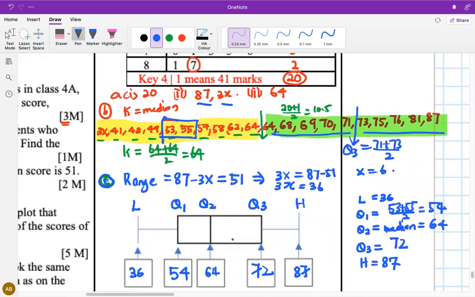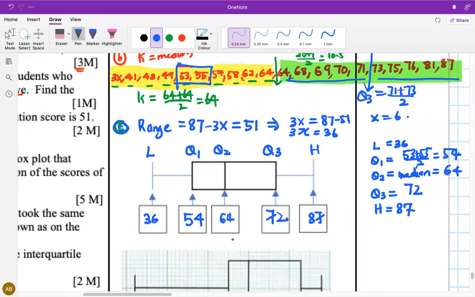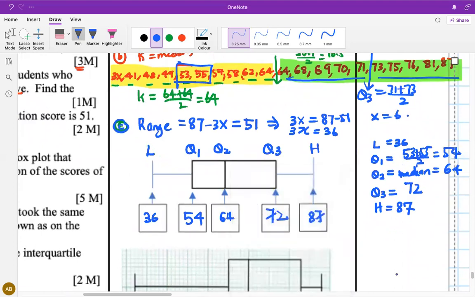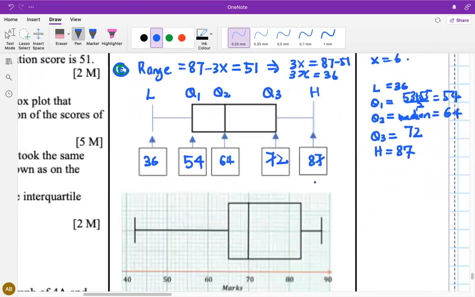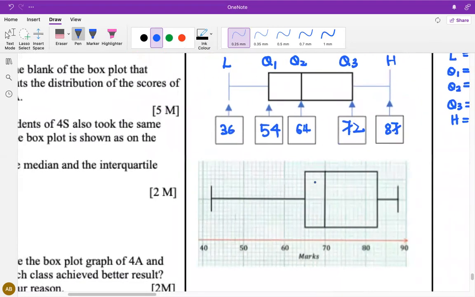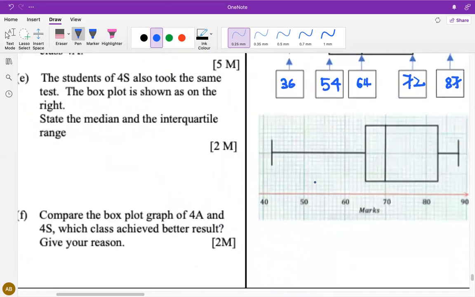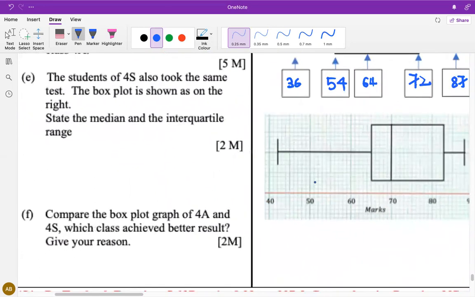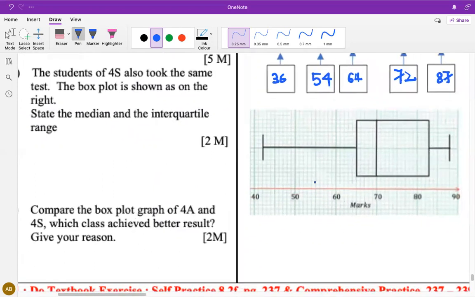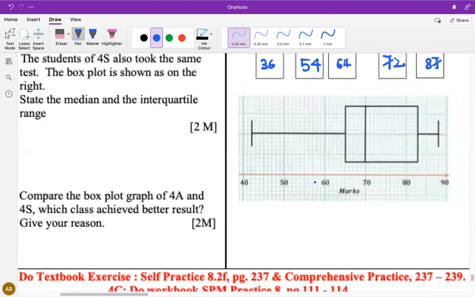If you are given a stem and leaf, you have to list down the data in ascending order, right? And then find the median, first quarter, third quarter, lowest data, highest data. Then fill in the box plot. Now E: 4S students also took the same test. The box plot is shown on the right. Find the median and interquartile range. This one is quite easy.